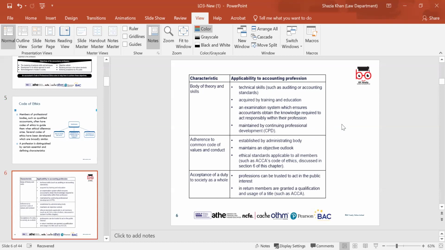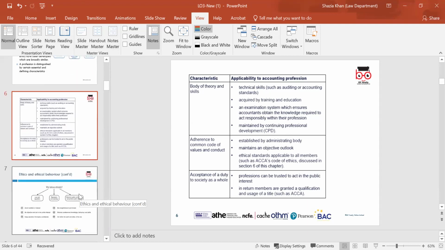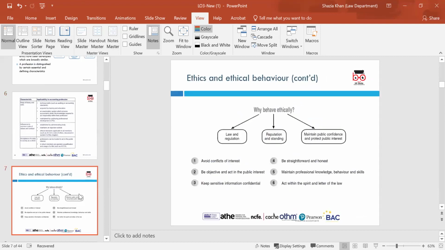Body of theory and skills, so technical skills. As an accounting profession, an examination system which ensures accountants obtain the knowledge and responsibility. So as an accountant, you must follow your CPD, established by an administering body, an authorised body, which is the ACCA's code of ethics that you must follow, that all members must maintain this kind of objective outlook. Also, professionals can be trusted in the act of public interest, and you have to refer to the code of conduct of ethics for an accountant.